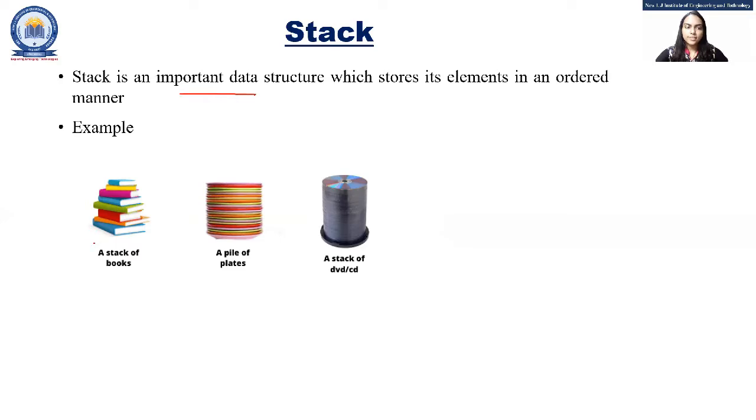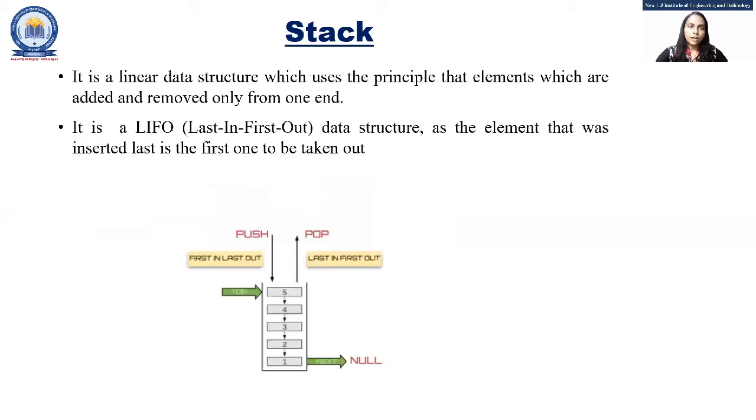For example, if you can see here, this is a stack of books, or a pile of plates, or a stack of CDs or DVDs. Here, if you observe, one common thing is elements are arranged on top of each other. Now, stack is called a linear data structure. That is, the elements are arranged one by one, linearly, and it has one principle: elements in a stack can be added and removed only from one end.